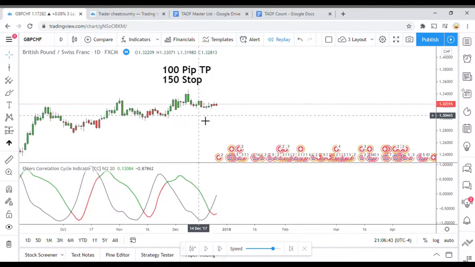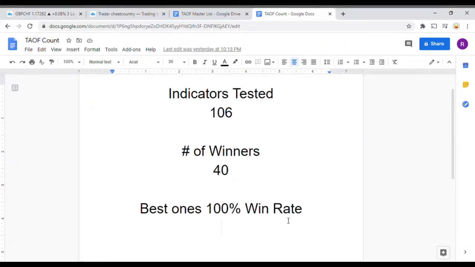All right, as I said, today we will be testing Ehlers correlation cycle indicator. But before we do, I wanted to put the indicator scoreboard up for everyone to see. So to date, we have tested 106 indicators. And out of those 106 indicators, 40 of them have been winners, which means that they have met or exceeded the 60% win-loss ratio threshold that we have set for them. The best ones so far were able to achieve a 100% win rate.